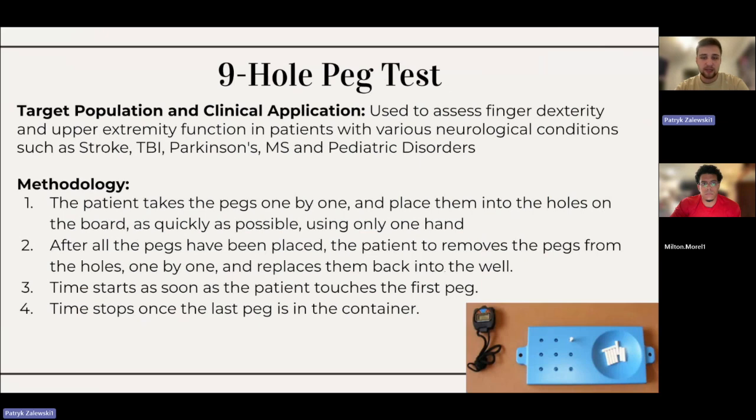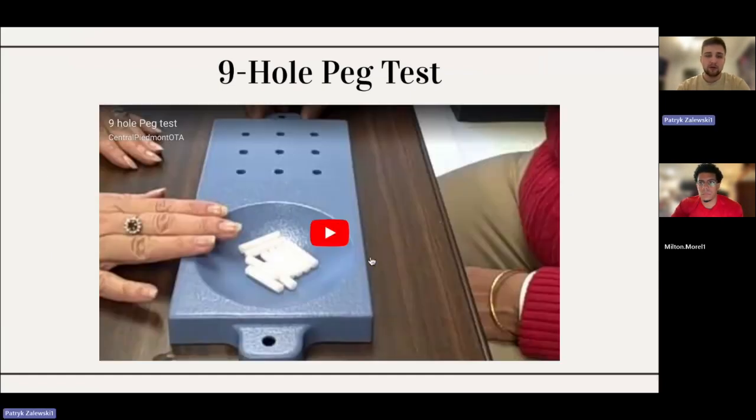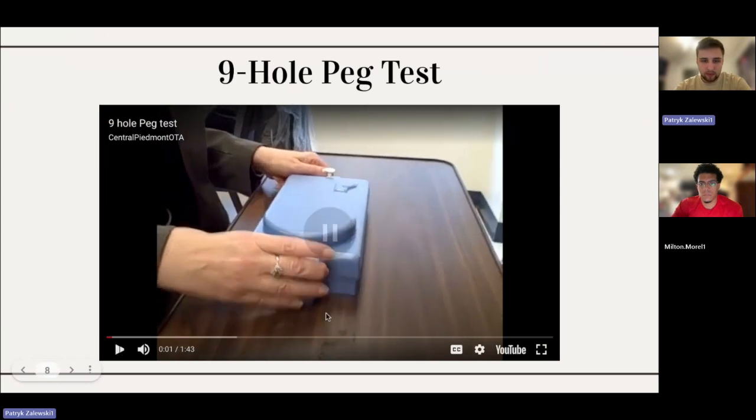After all the pegs have been placed into each hole, the individual is going to use that same hand and return every peg into the well. The time starts as soon as the patient touches the first peg, and the time stops when the last peg is returned back to the container. So a video of this. The 9-hole. You can see it here.